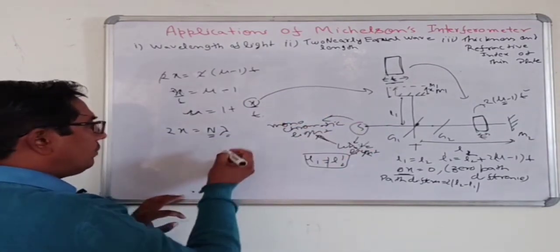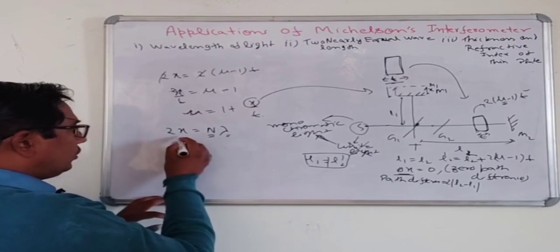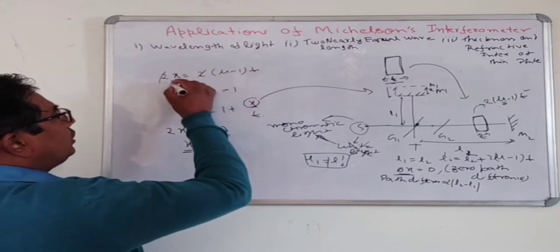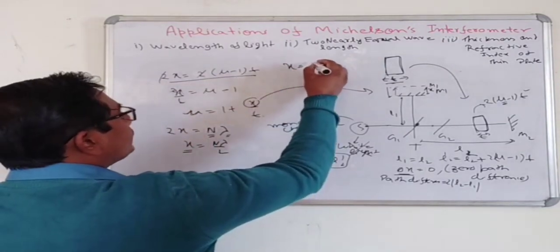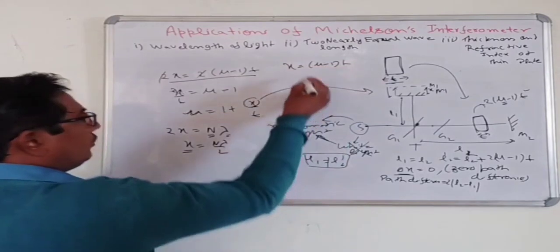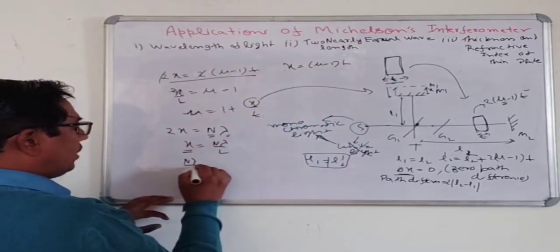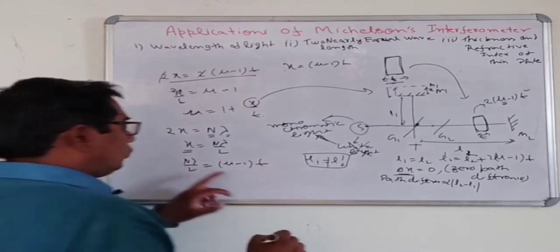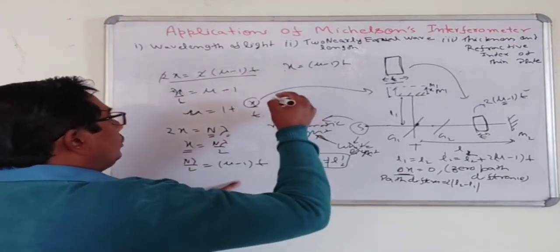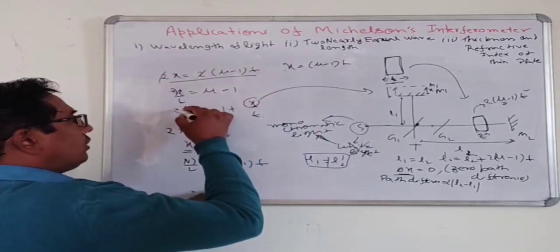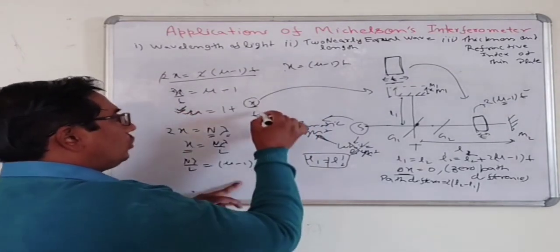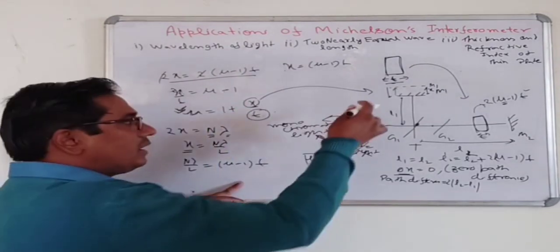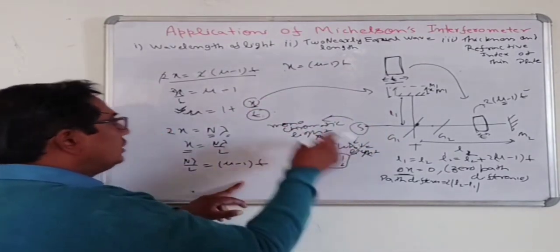You know the value of lambda, so x is equal to n lambda by 2. And what is the value of x? x is equal to (mu minus 1) into t. When you put it here, n lambda by 2 is equal to (mu minus 1) into t. From the first condition, you can calculate the value of the refractive index when you know the value of t.